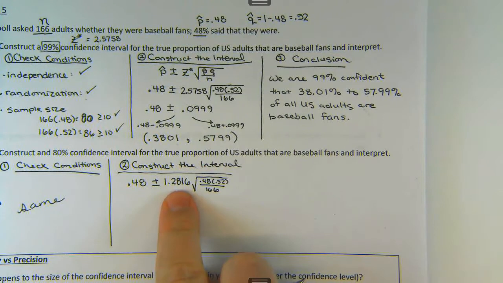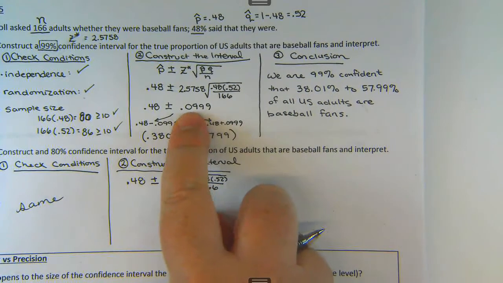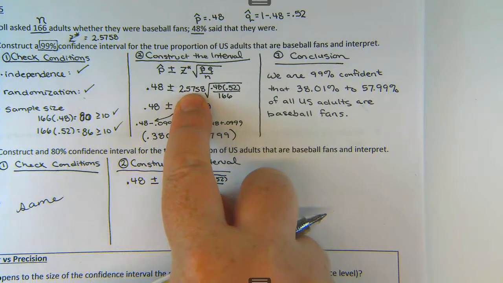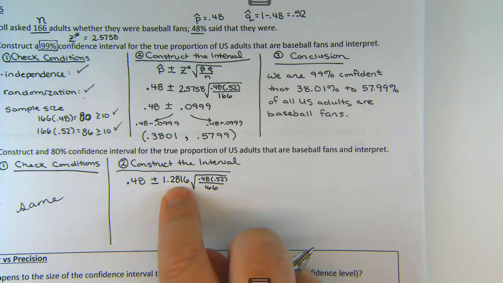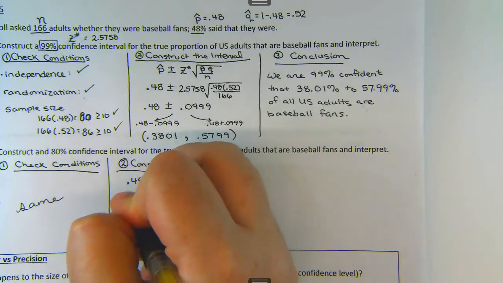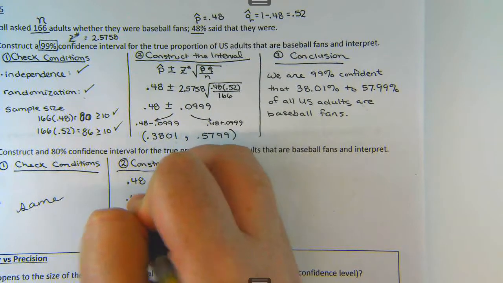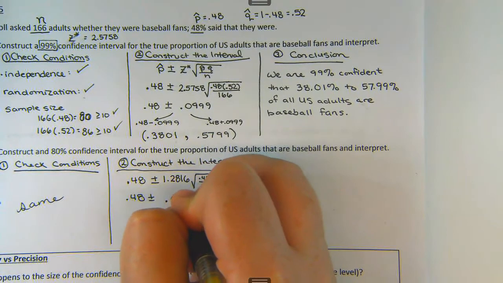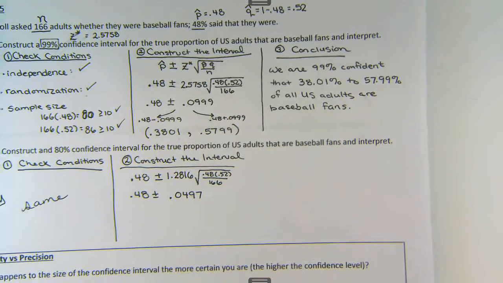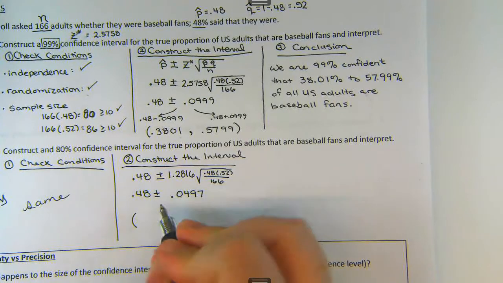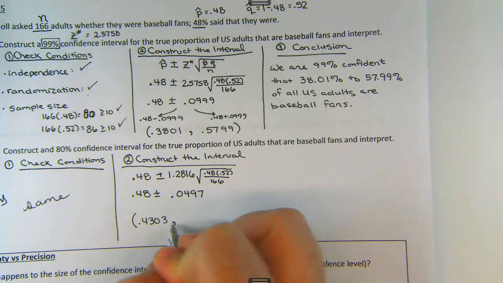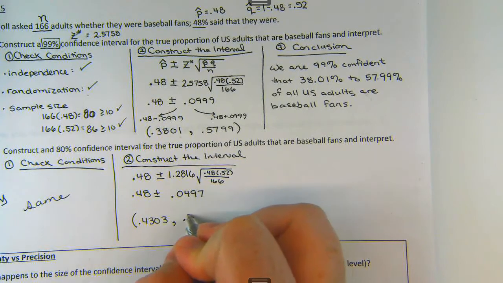So what this is going to change is our margin of error. Where we had this margin of error of 0.0999 here, it's based on that 99% confidence level. Here, because we changed our confidence level, it's going to change this margin of error on the right-hand side. And when we calculate all of that out, we should get 0.0497. So adding and subtracting that, when we subtract, we get 0.4303. And when we add, we get 0.5297.